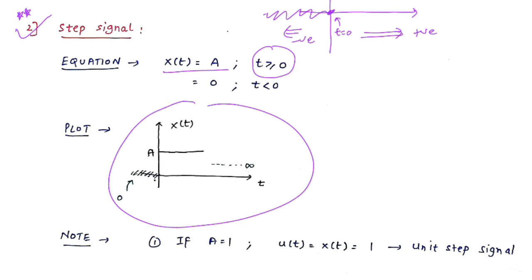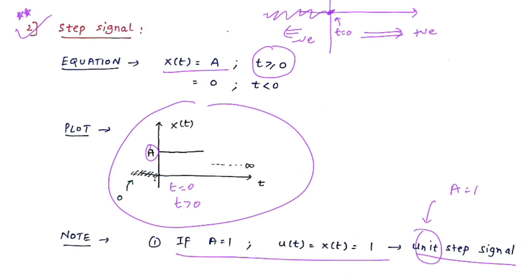As you can see, x of t is equal to a when t is equal to 0 or t is greater than 0. So the amplitude is a. If this a is equal to 1, the name given is unit step signal. So whenever you see this word unit before any signal, this basically means our amplitude is 1. Very simple point. And this is the important note: the unit step signal is represented as u of t. So if u of t is present, this means we are talking about the unit step signal.